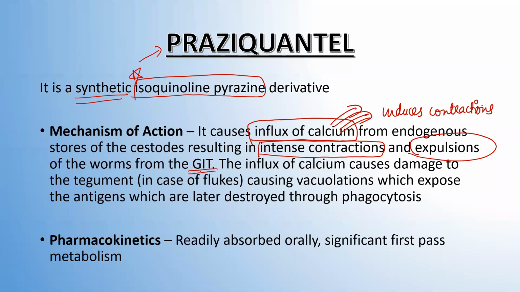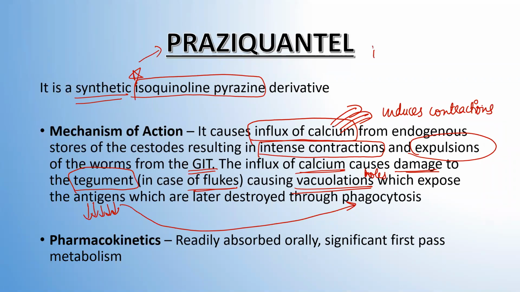Now, one more thing which the influx of calcium does is, it causes damage to the tegument in case of trematode flukes, and that produces vacuolations or holes on the tegument of the flukes. And when that happens, the antigens of the parasite get exposed, which are later destroyed through phagocytosis.